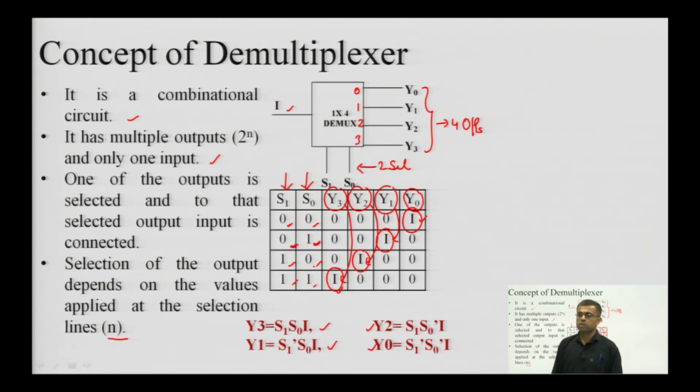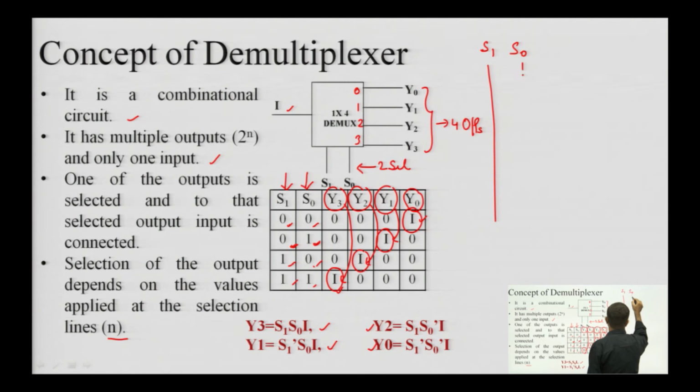Okay. So, this is how we have realized the expressions for these 4 outputs, and these 4 outputs can now be converted into a circuit. So, this is S1, this is S0, and I can also be taken here, as it is going to be used for all the products.